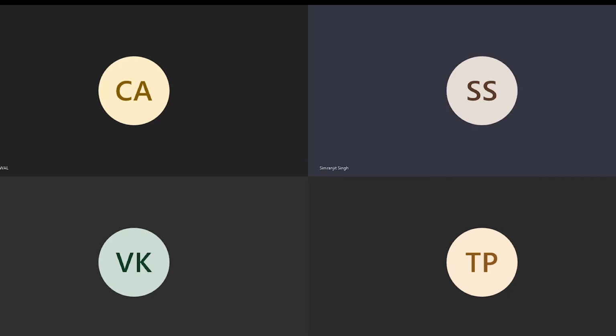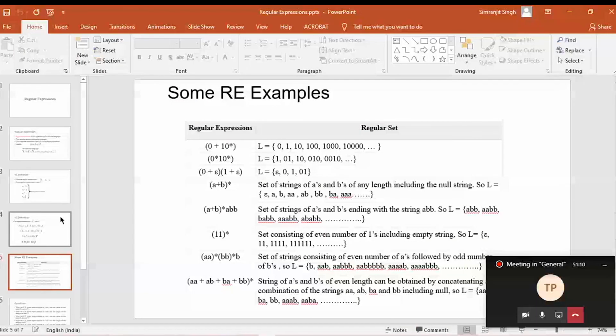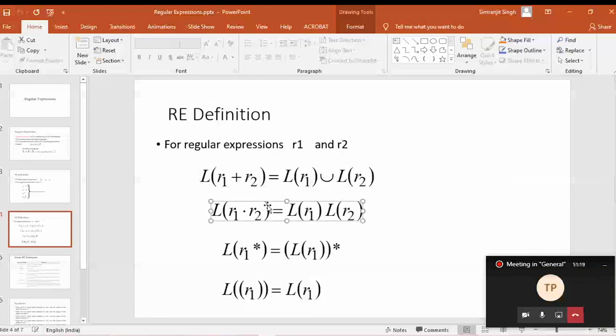Okay. So these are the possible combinations with regular expressions, and some identities related to them. See that R1 plus R2 can be individually written as the language of R1 union the language of R2. So I just take L1 and take a union of it. In the same way, these are identities of regular expressions.